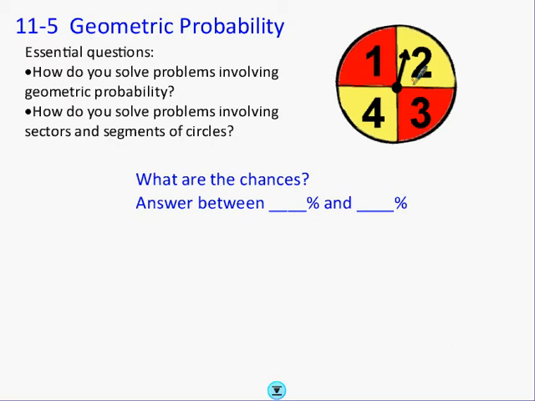I do want to point out that the lowest probability, so for example, what are the chances of spinning a 5 on this wheel? Would be 0%. The highest probability of anything would be, for example, what are the chances of spinning a number 1, 2, 3, or 4? And the highest percent chance is always 100%.